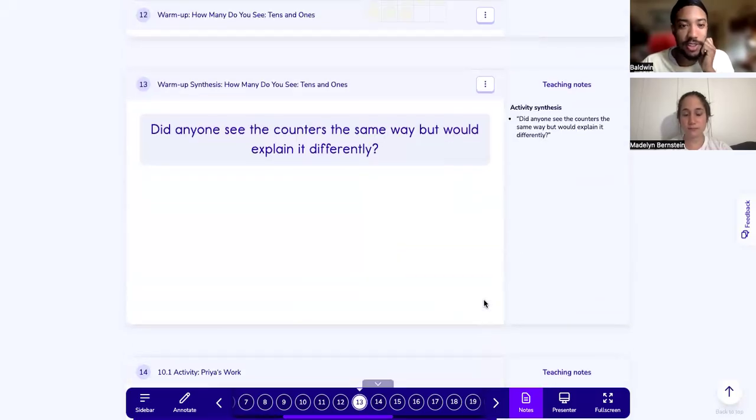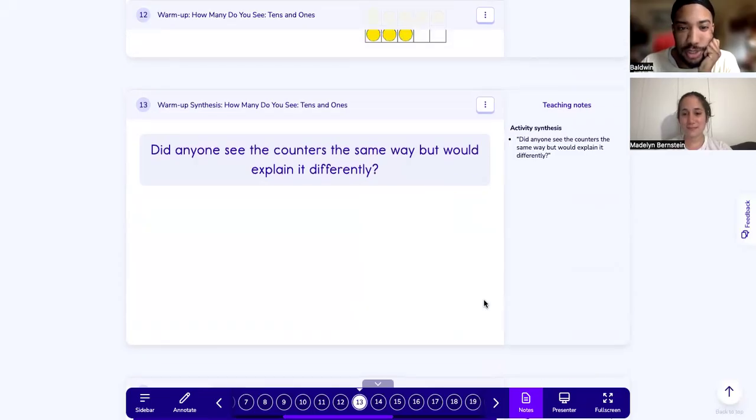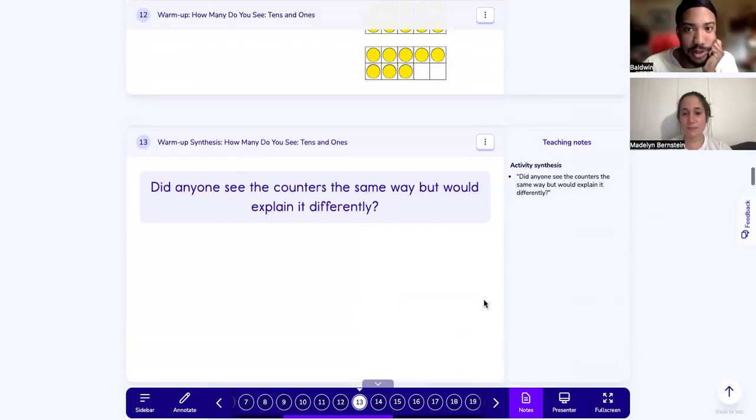All right. I have another question. Did anyone see the counters the same way, but explain it differently? Okay, you know what?